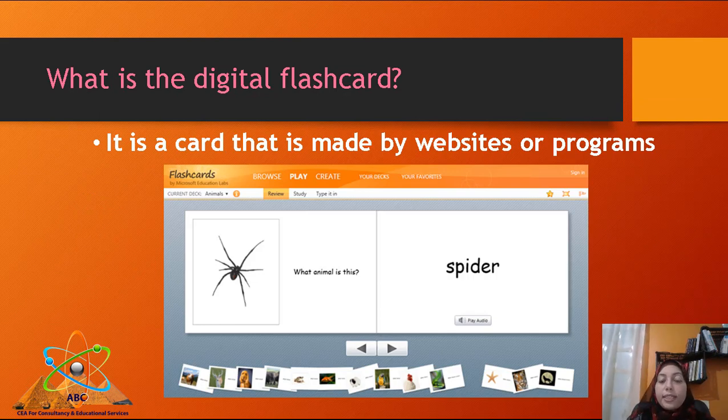It is a card that is made by websites or programs. That means that we are going to make flashcards by programs or computer, and the students are going to learn by using these programs or the computer. They are not made by hand. They are not visible like this. No, it is inside the computer. So students and the teacher are going to communicate together via computer.